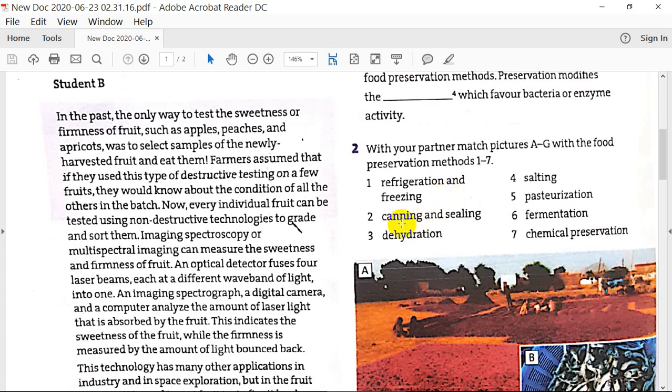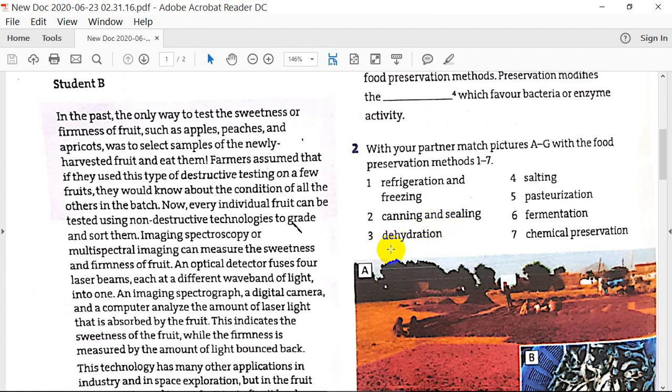Okay, number two, canning and sealing. Canning, from the word can. What's the meaning of can? علبة. When we say canning, it's the verb of the word can. And sealing, how to keep them in a good way or control them in a good way without air.